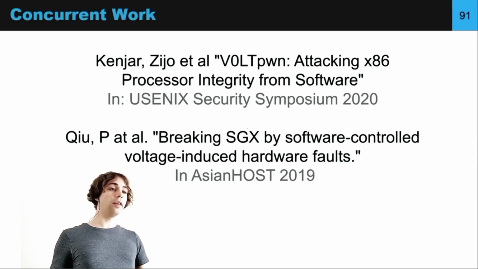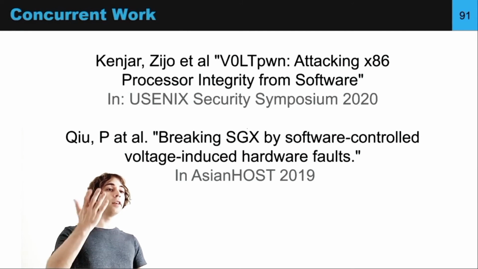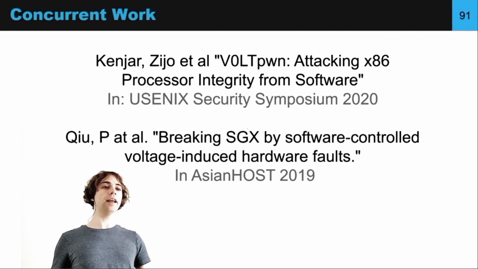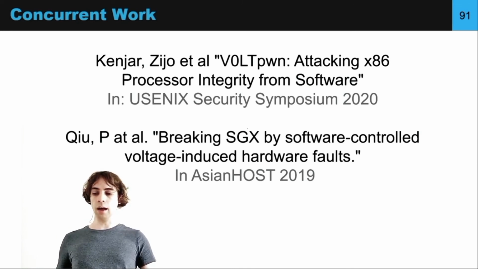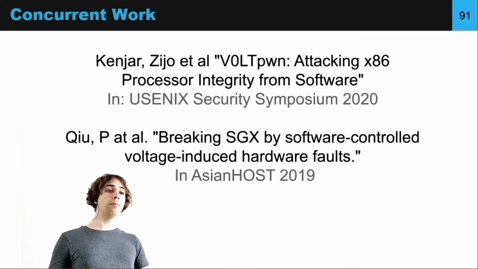And during this embargo, there were also other reporters who also discovered the same vulnerability. For instance, the Volt Pwn team and the Volt Jockey team, they also discovered that you can induce faults by playing around with DVFS on Intel processors. They also participated in the embargo, and all of this then went online at the same time.